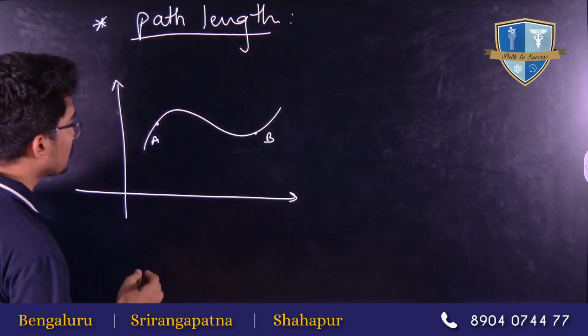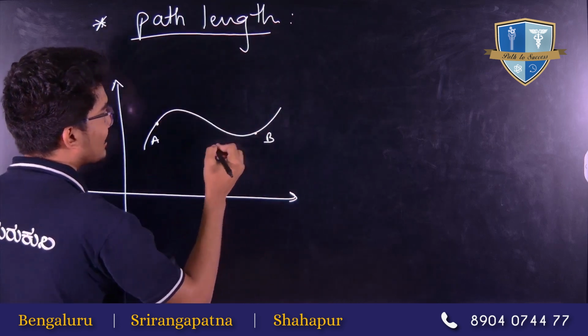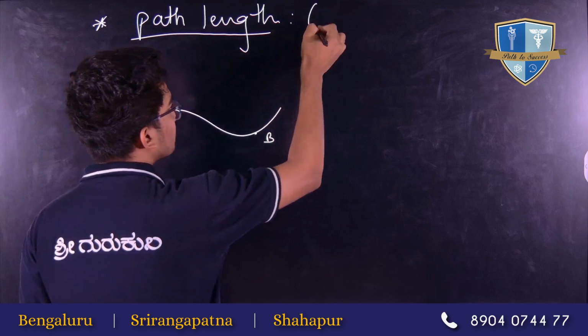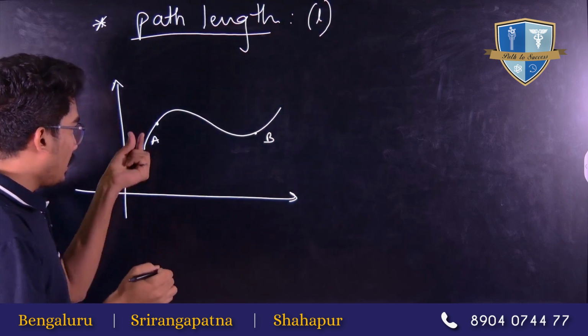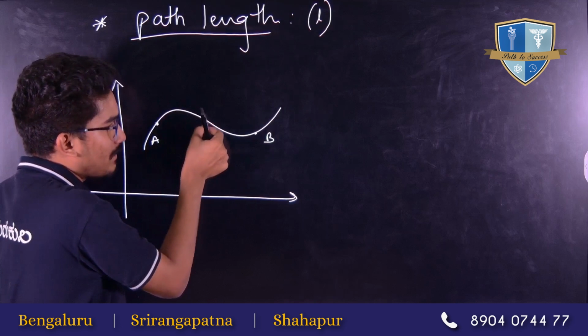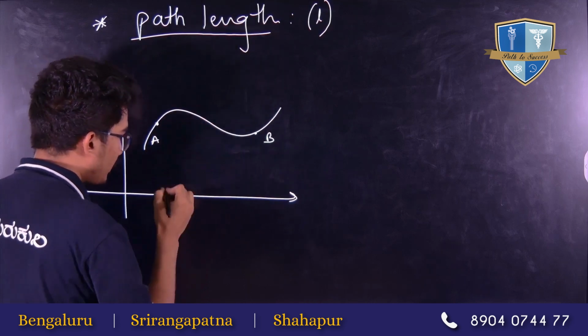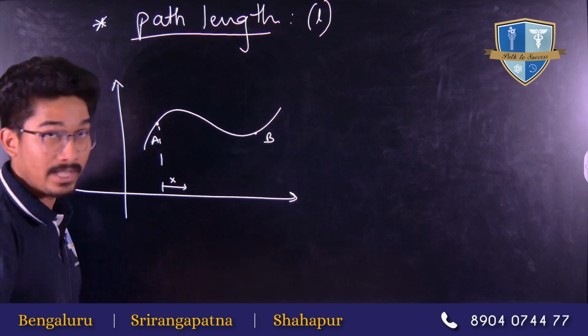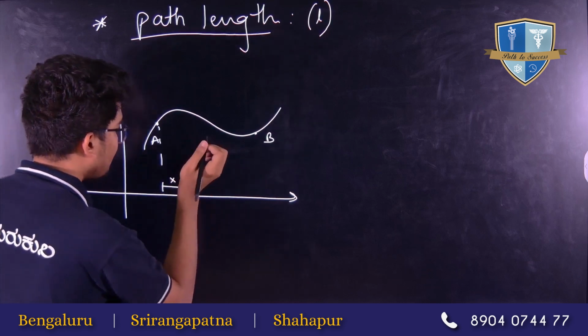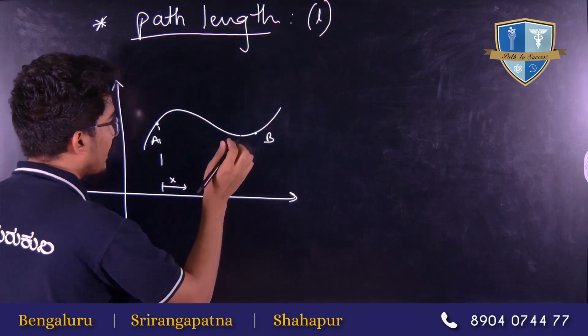So distance we can't find using those formulas. So how will we do it? To calculate the path length, let's suppose the path length is L. So how will we solve? We will try to calculate this small displacement. From A, I am going some x distance, and I am finding a dx component.